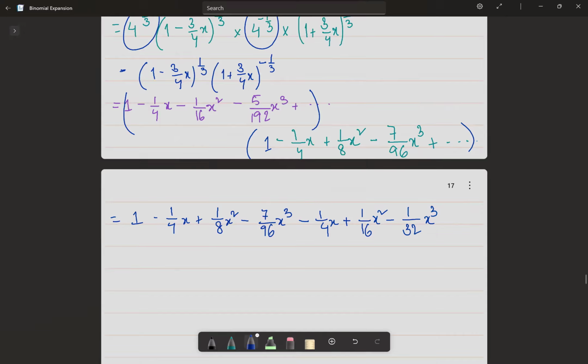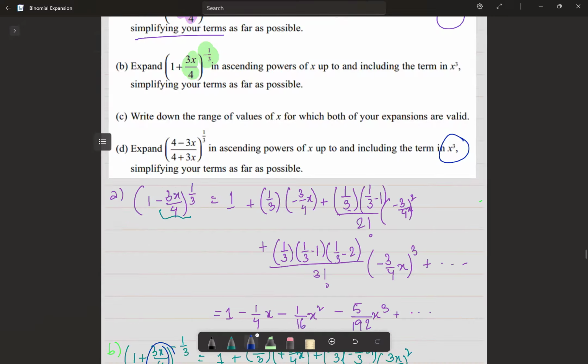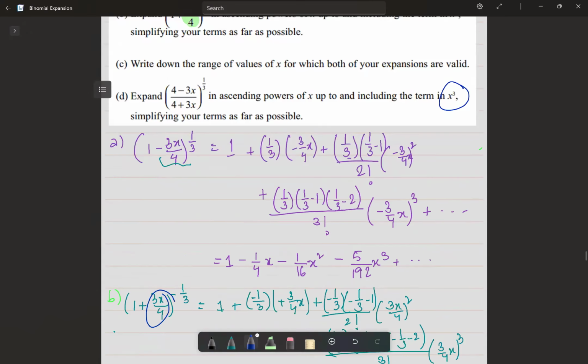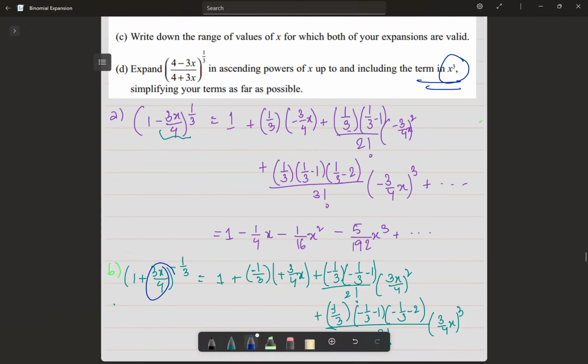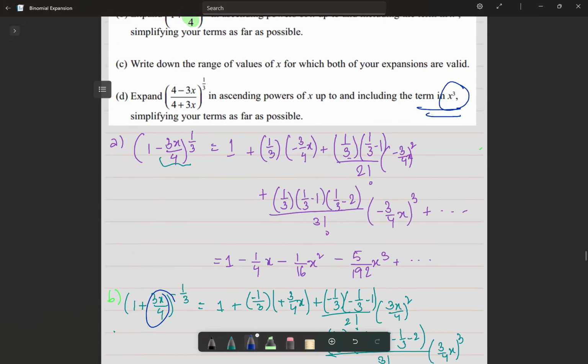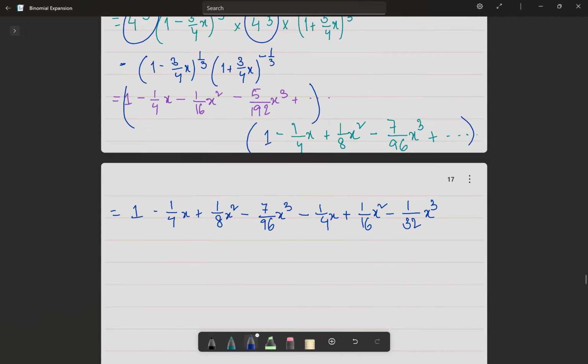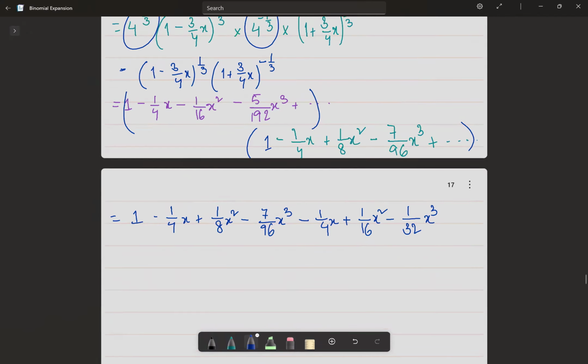Now, because if you multiply 1 by 4x with 7 by 96x cube, you're going to get a term in x to the power of 4, we will skip that. We are asked to only expand up to the term in x cube. And we also need to simplify all the terms. So we picked up 1. We picked 1 by 4x. We are done with these two.